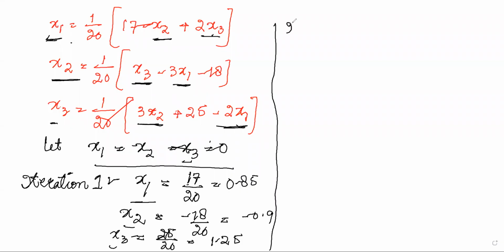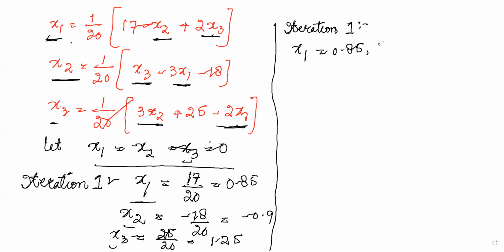Now we'll go to iteration 2. Iteration 2 is the same as iteration 1 except for the approximations. See, in iteration 1, we said that x1, x2, and x3 are 0. But now, going to iteration 2, we have to say x1 is equal to 0.85.